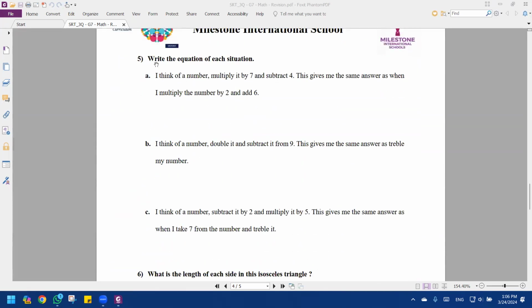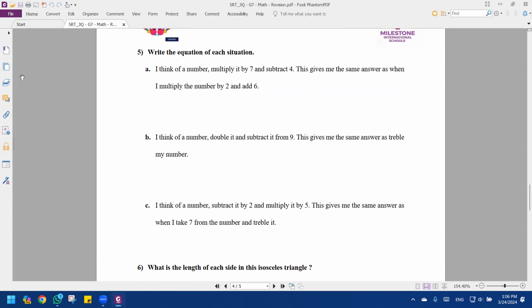Question 5, it says, write the equation of each situation. It says only write the equation. We don't have to solve it. So here actually we are translating English to math. We need to write an equation. Okay, we start step by step. I think of a number. Which number it is, we don't know. So it's x.